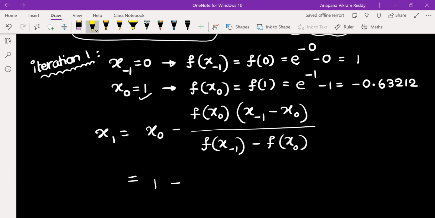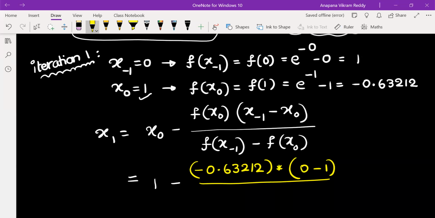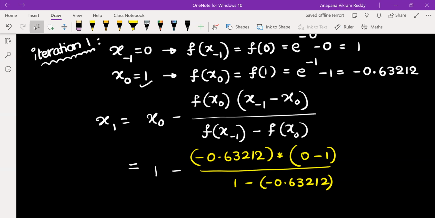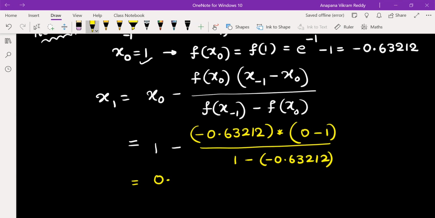So 1 minus f of x_0, that is minus 0.63212, multiplied by x_{-1}, 0 minus 1, divided by 1 minus minus 0.63212. So once we calculate this, we get 0.61270. Yes or not? Did you get the same? Yes, sir. The same. Okay. Thank you.